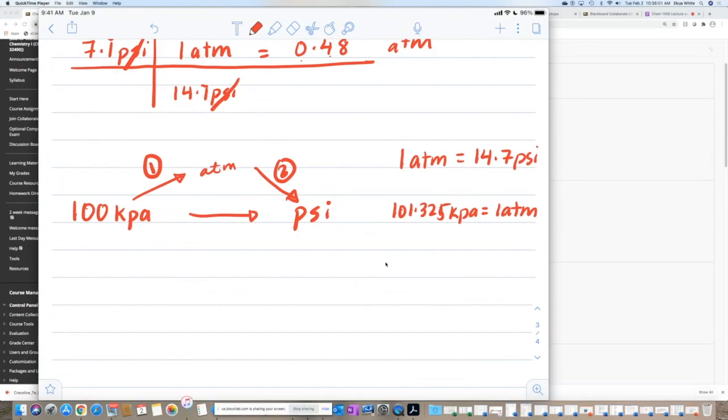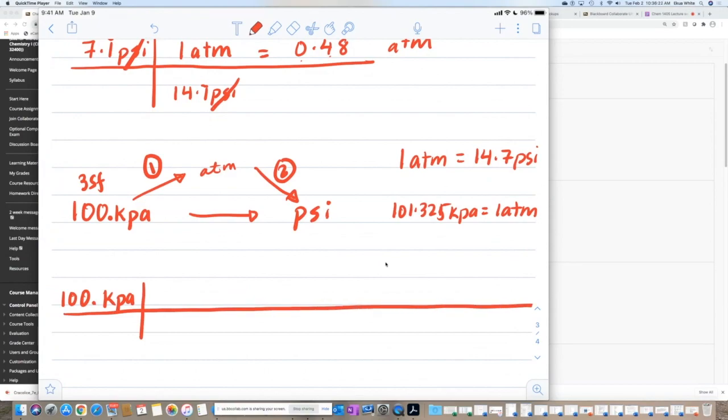Okay, let me set this up. 100. Let me put a point here. So this is 3 significant figures. I'm making up these questions and I have to write kilopascals. Okay. So I picked the unit that has kilopascals in it. So it's going to be 101.325 kilopascals. The top one will be 1 atmosphere, right? And this cancels out.